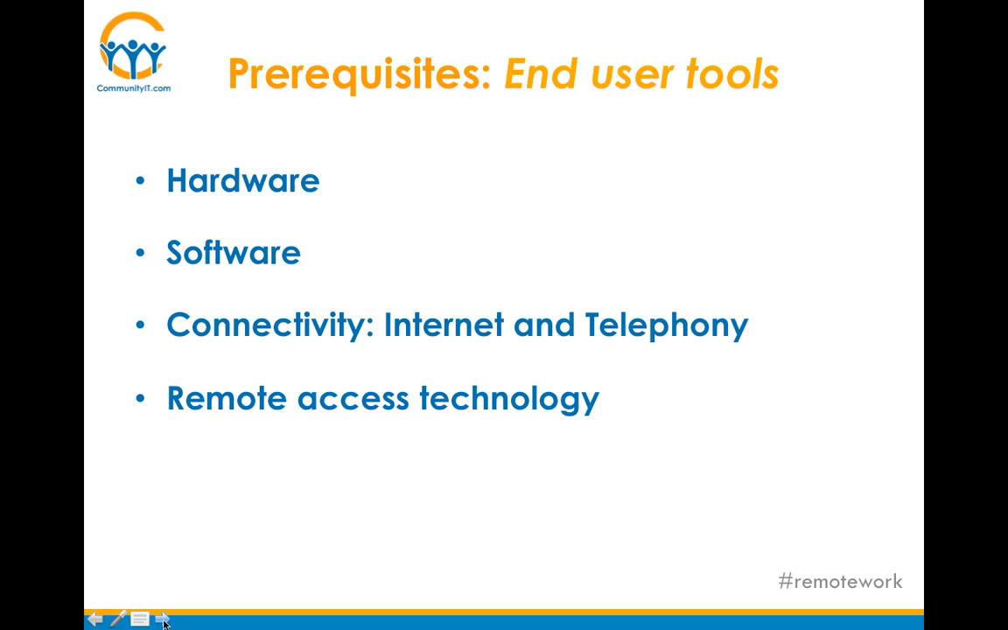The end user. These are four things, four categories, four areas where the end user will need some tools. It will need some hardware, applications or software. It will need some sort of internet connection so that he or she can connect to the organization. The user will need some telephony, and of course some remote access method or remote access technology to access the network resources.